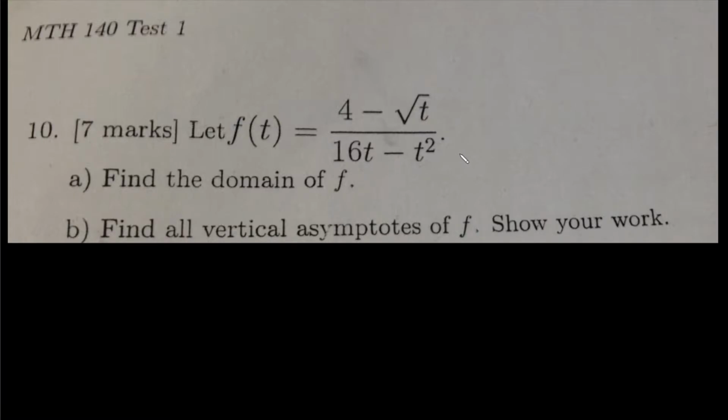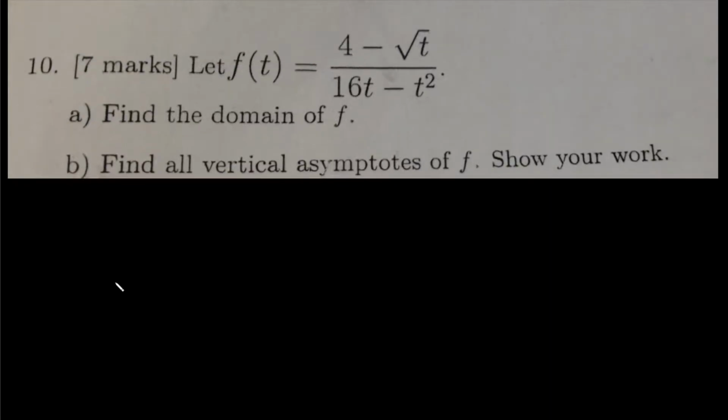minus t squared. The first part of the question asks us to find the domain of f, and the second part of the question says to find all vertical asymptotes of the function. So let's start with solving the first part, part A, over here.